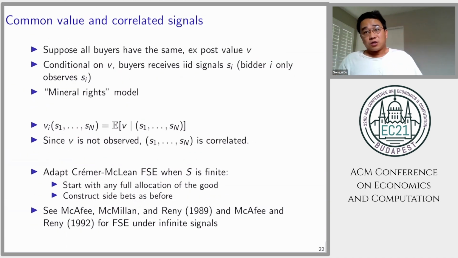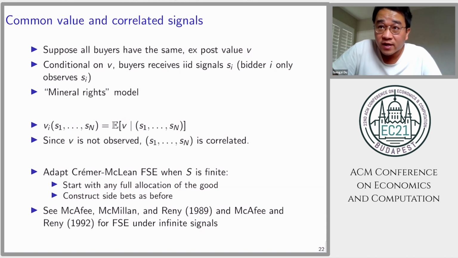Okay, so here with correlated signal, right? So now let's look at one natural setting in which we will have correlated signals, which is when we have correlated values. So let us look at this example of a common value setting. Suppose all buyers have the same ex post value. Okay, so let us depart from the previous private value assumption.